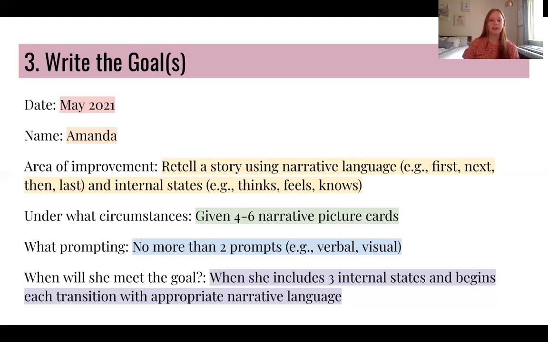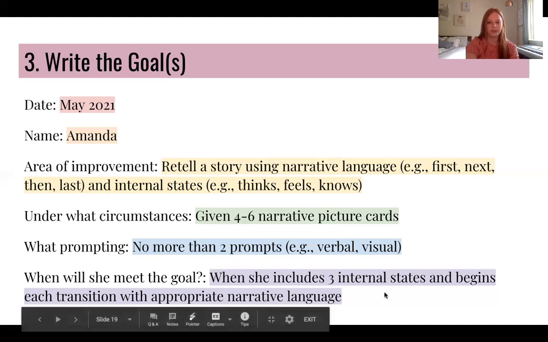The next one is what kind of prompting are you going to give her? I said she could have no more than 2 prompts, for example, visual or verbal. And then when will she meet the goal? When she includes 3 internal states and begins each transition with appropriate narrative language. So there's 2 measures here. The first one is when she includes 3 internal states, which goes along with this goal. The second one is begins each transition with appropriate narrative language. That goes along with the first one.